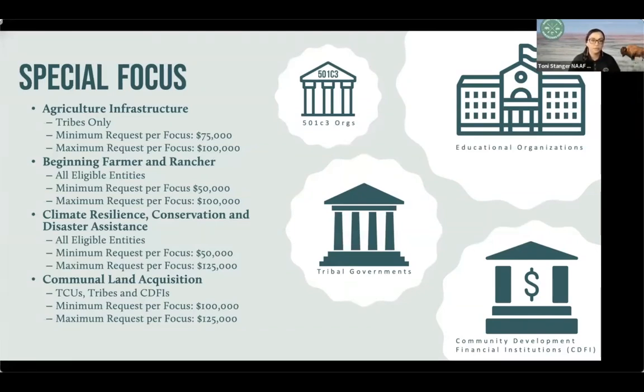So for instance, if you are a CDFI and you're going after $200,000, you can come back in here and go after another eligible area that you're eligible for, say beginner farmer and rancher or the communal land acquisition, and go after an additional $125,000. For some entities, tribes in particular, that are eligible for a majority of these areas, you could move from having a project that is $50,000 towards upwards of $300,000 or more.